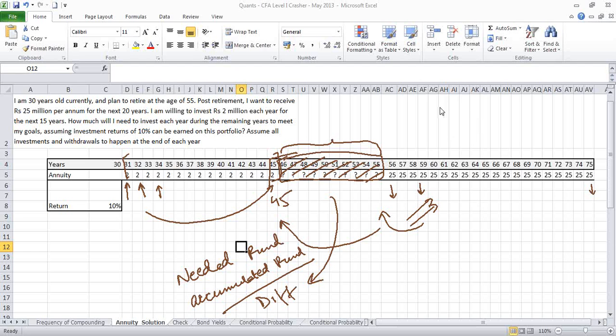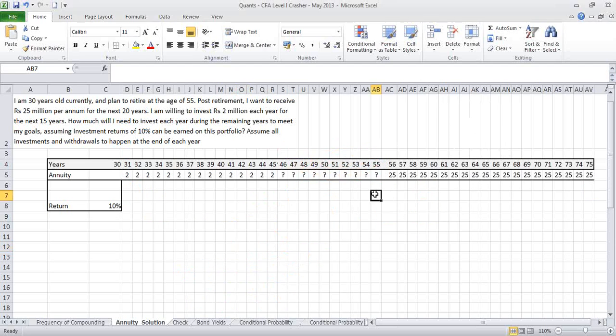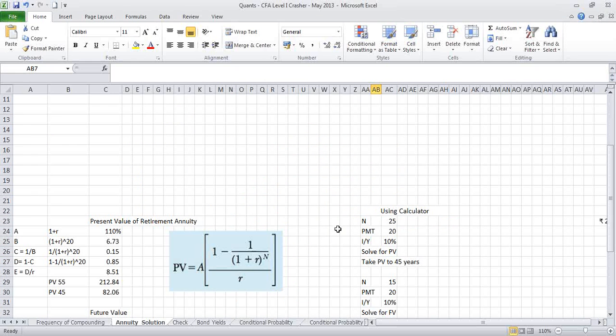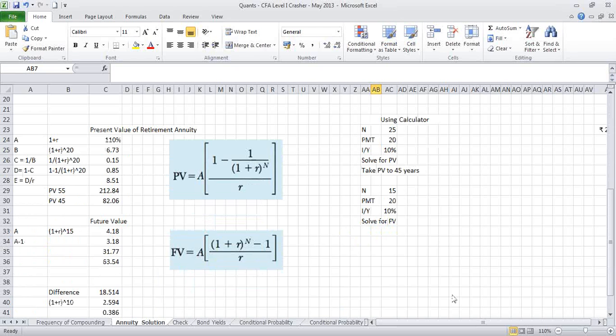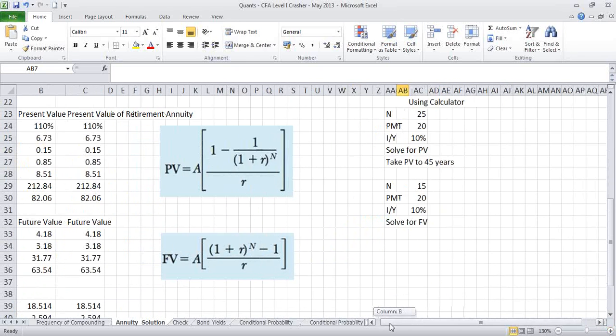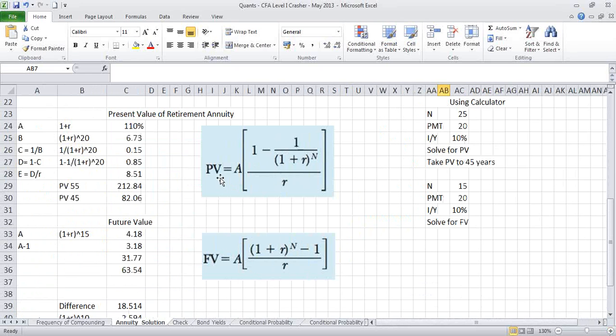So the first one that we have is, let's say we use the annuity formulae. As we go down, these are the two annuity formulae that we find. Let me increase the font size slightly. Present value of an annuity is given by the annuity into 1 minus 1 plus r to the power n, n being the number of periods, divided by r, the rate of return. Future value of the annuity is given by a similar formula, A into 1 plus r to the power n minus 1, divided by r. Effectively, if you multiply this formula by 1 plus r to the power n, you arrive at this formula.